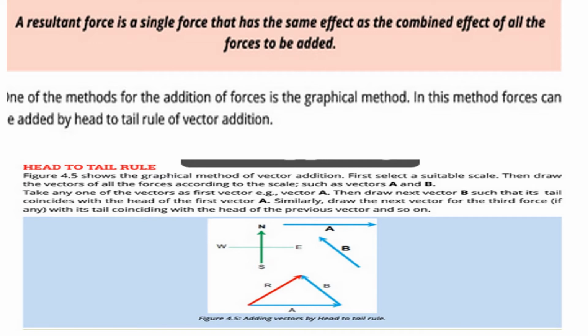Next, what is the head-to-tail rule? It is how we can add more than one vector or force graphically. In this method, we can draw any number of vectors, and the line which joins the tail of the first vector and the head of the last vector is called the resultant vector.